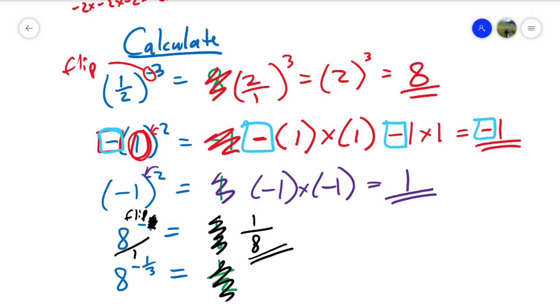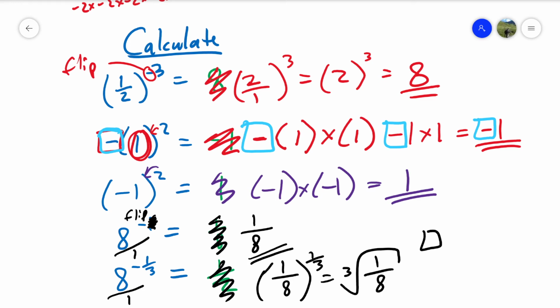This one again, we need to make it 8 over 1. We flip it, makes it 1 over 8, but there's still a third. What does the third mean? That means cubed root. So it basically means what's the cubed root of an 8? So it means what times what times what equals an 8th.